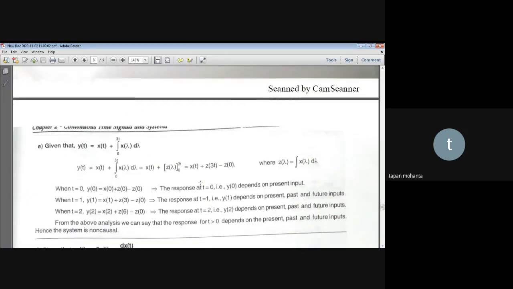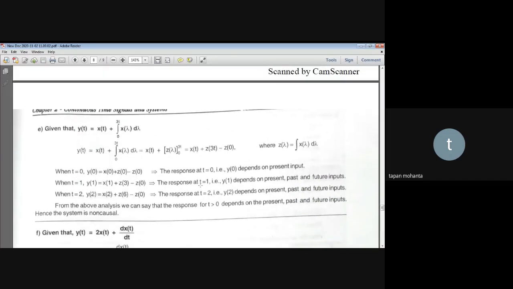Now come to the last one. We can discuss similarly x of t plus the integration from 0 to 3t of x of lambda d lambda. So y of t is equals to x of t plus the integral from 0 to t of x of lambda d lambda. I can take the integration of this term, and after solving, it is z of 3t minus z of 0.